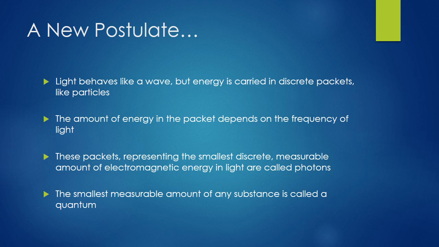But more important, photons are actually quanta of light. And quantum, by definition, is the smallest measurable amount of any substance. So for example, an electron is the smallest measurable amount of that negative charge energy in a lepton that we currently can measure.